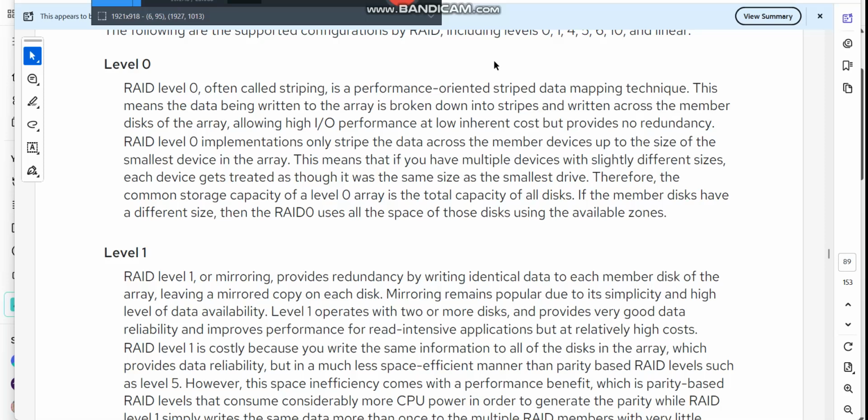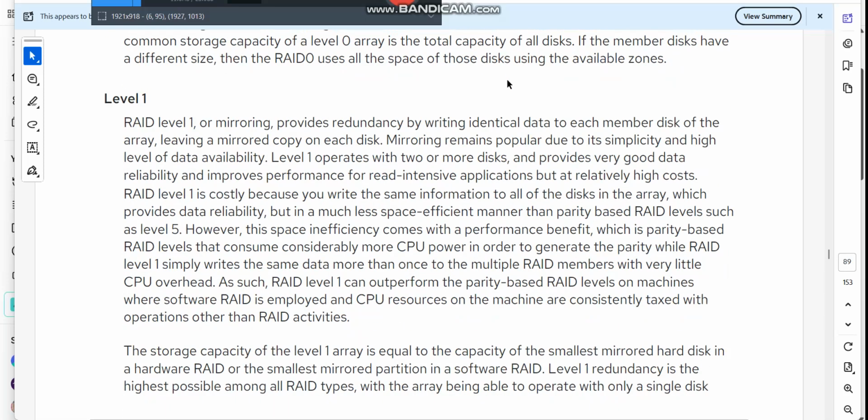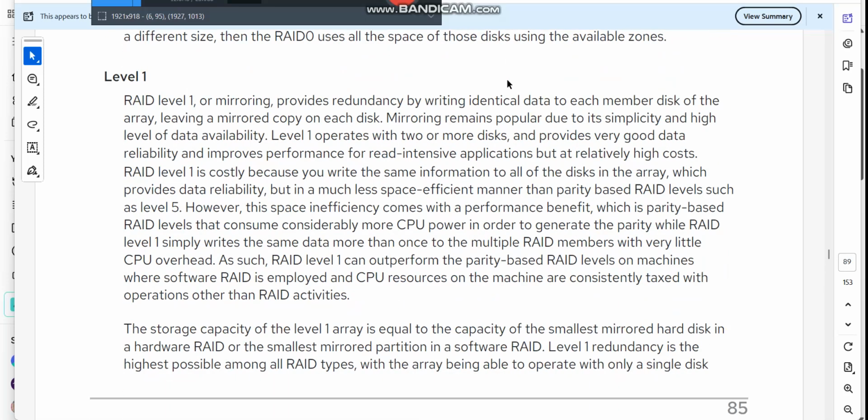Level 1. RAID level 1, or mirroring, provides redundancy by writing identical data to each member disk of the array, leaving a mirrored copy on each disk. Mirroring remains popular due to its simplicity and high level of data availability. Level 1 operates with two or more disks and provides very good data reliability and improves performance for read-intensive applications but at relatively high cost.